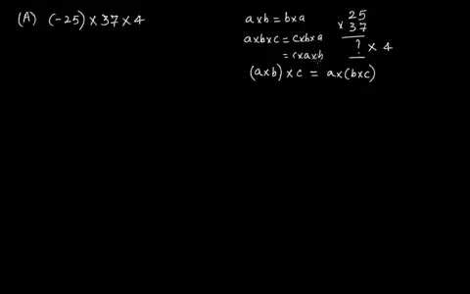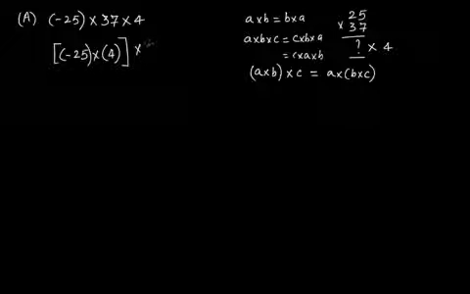So using these properties, you can solve this multiplication very quickly. How? If you use the associative and commutative properties here, you can do it like this: minus 25 times 4, and then multiply by 37. So I can group together or arrange the numbers according to my need, so that my calculation becomes easier.